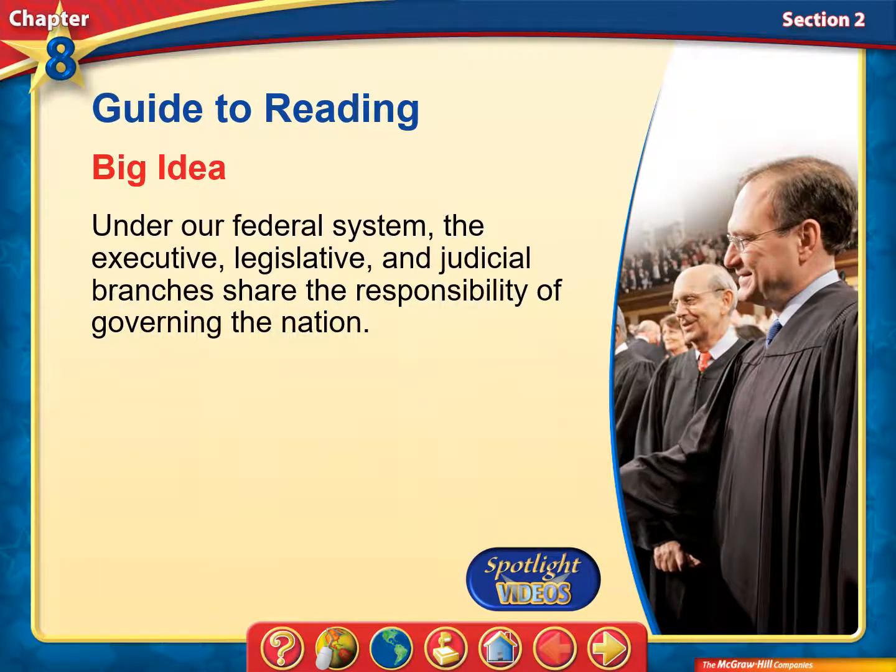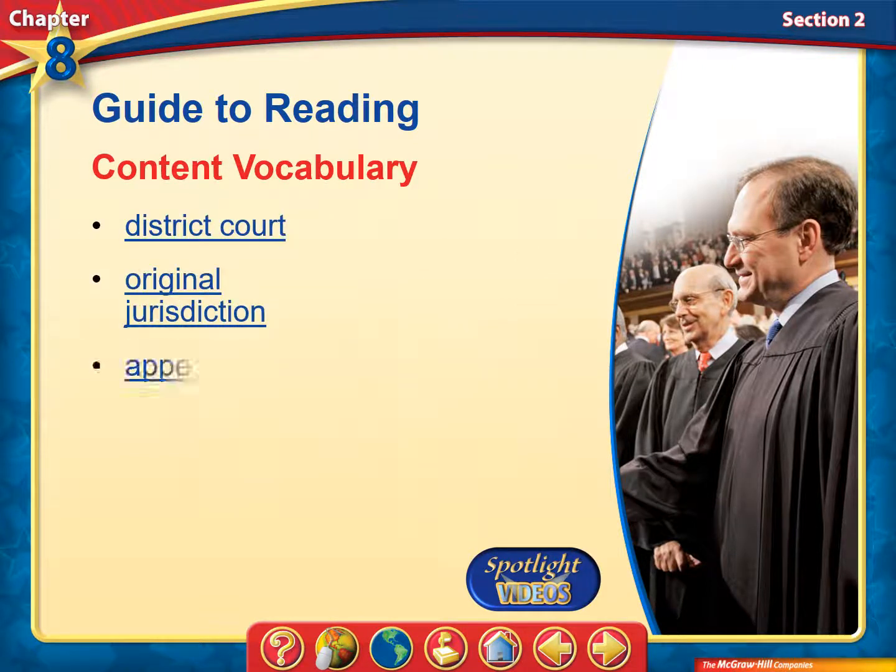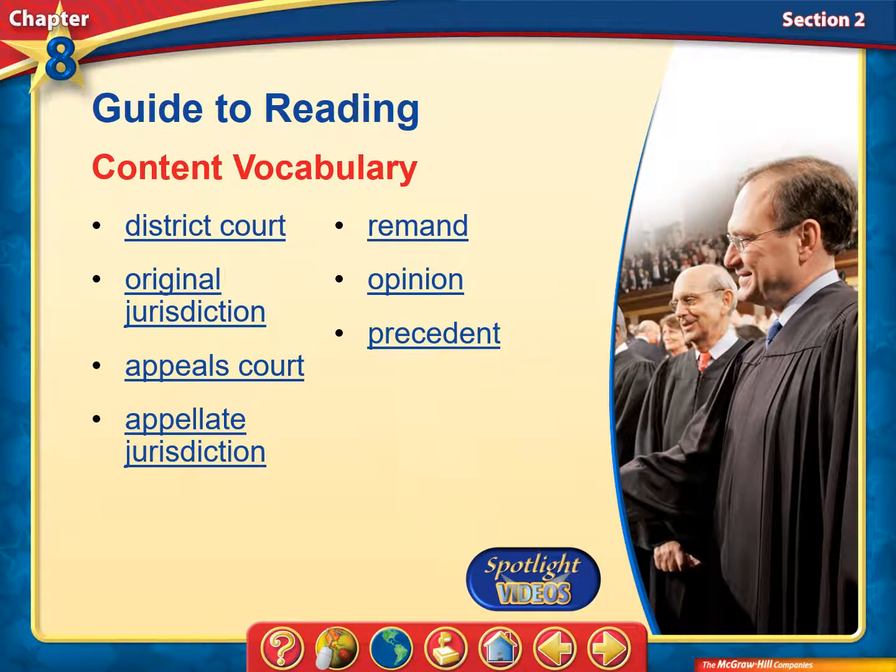Section 2, and I just want to help you understand how these courts are organized. The big idea here once more is that under our federal system there are three branches of government, and it is the responsibility of the judicial branch to interpret the laws, and in doing so they are serving an essential function in governing the nation. Some terms you'll see today: district courts, jurisdiction, appeals. Again, we're getting into the organizational structure of the courts.